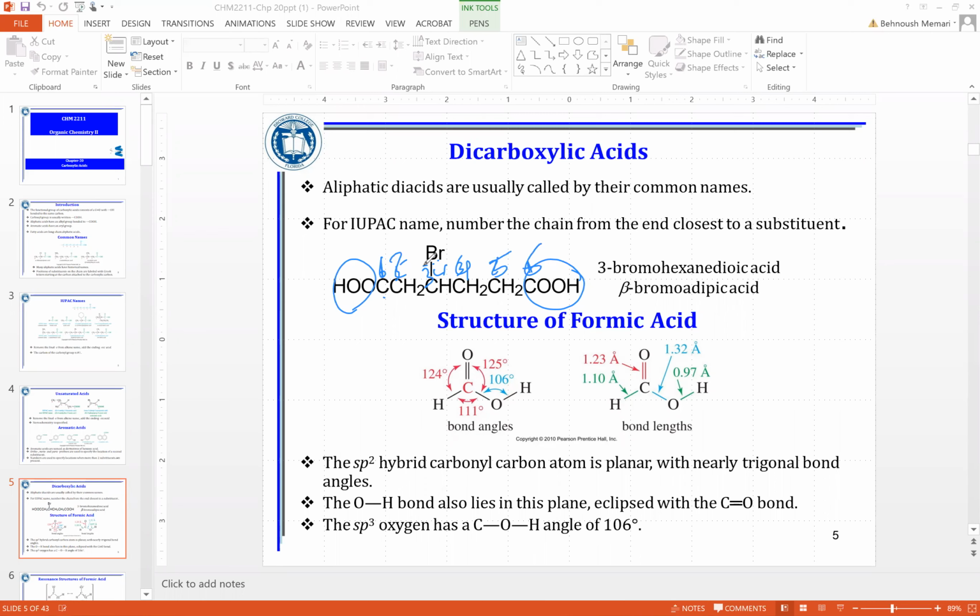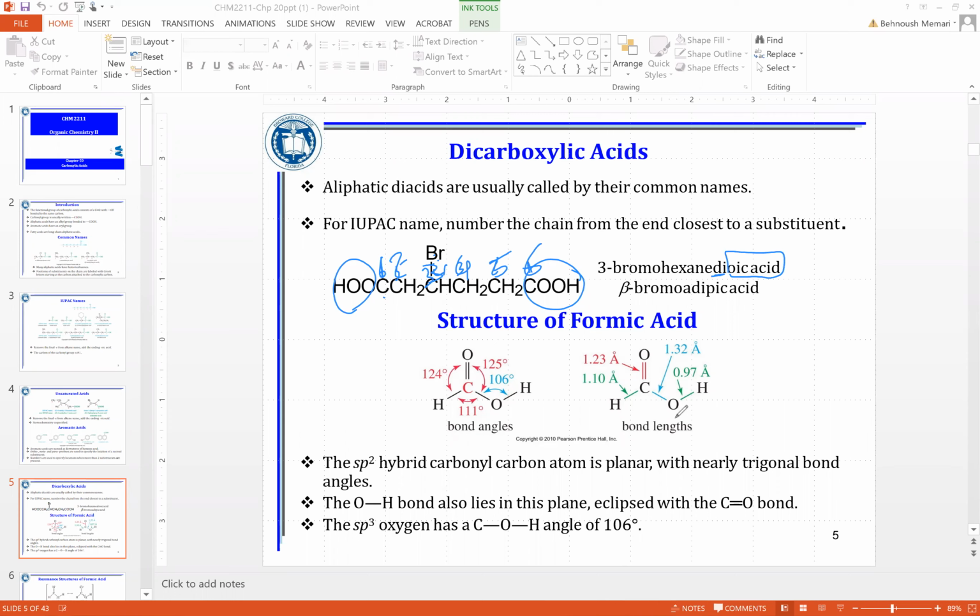So bromine would be on carbon number 3. You have to number from the side that is closer to the branch, because for the carboxyl group it's not going to make a difference. It's the beginning and the end of the chain. So 3-bromo hexane dioic acid. So di meaning that you have 2 carboxylic acids attached.